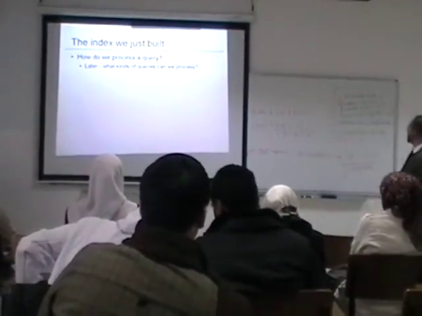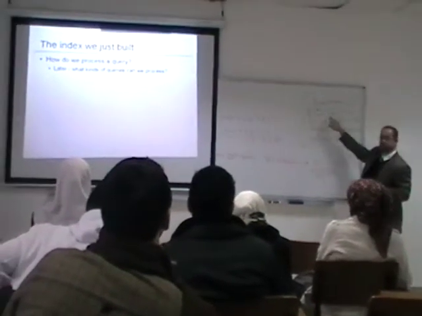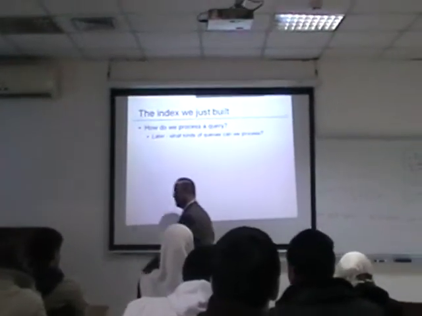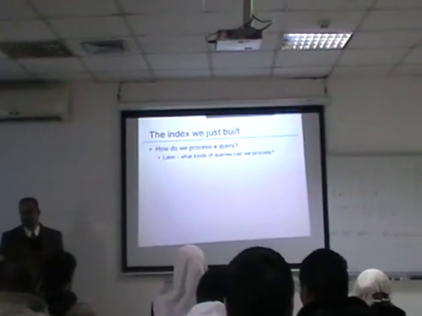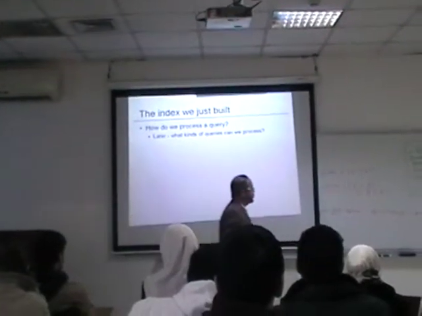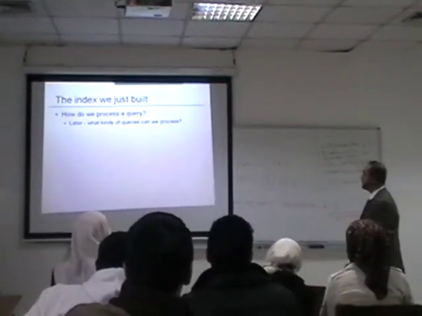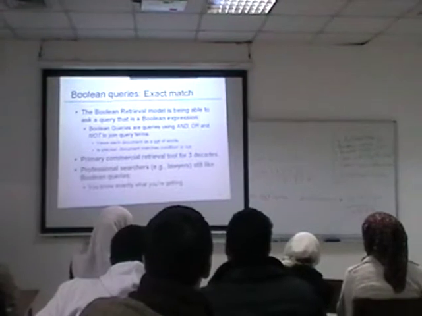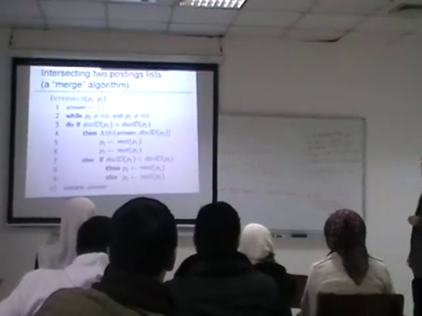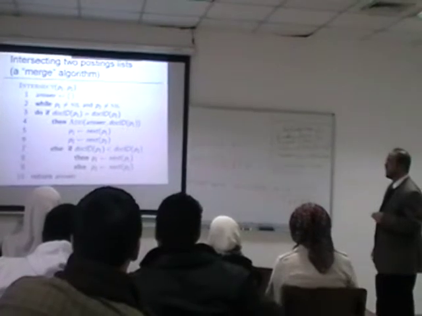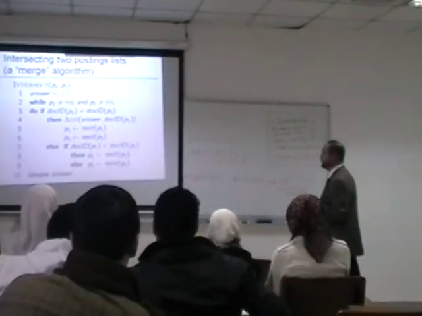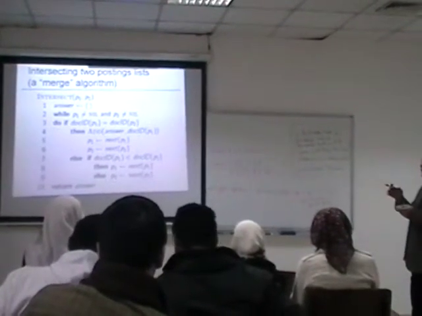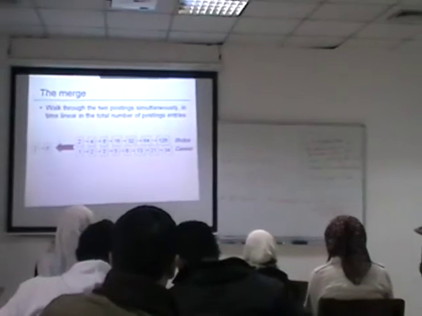Now, how do we do query processing when we have an inverted index? There is a special algorithm for that, which is called the intersect algorithm. Basically, we have 2 lists. The system creates 2 pointers and goes through the 2 lists and does the intersection.